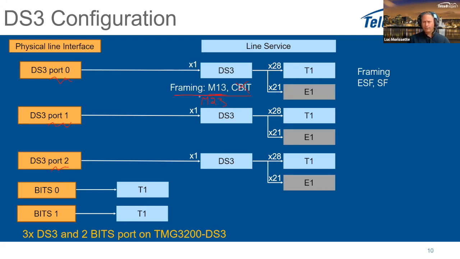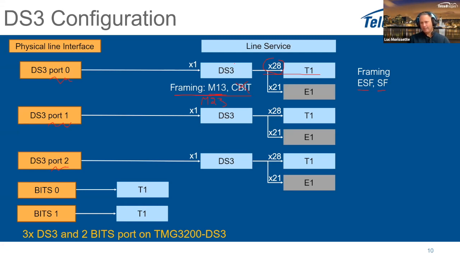Once you configure this DS3, then you need to configure the line service inside that DS3. Almost all the time it will be T1. So you can configure in that DS3 28 T1s. Each of those T1s will have a framing, and it's the same as the previous T1 configuration. So that line service T1 will be, in the configuration, the same as if it's a T1 device.